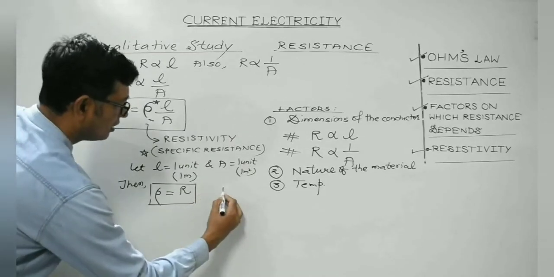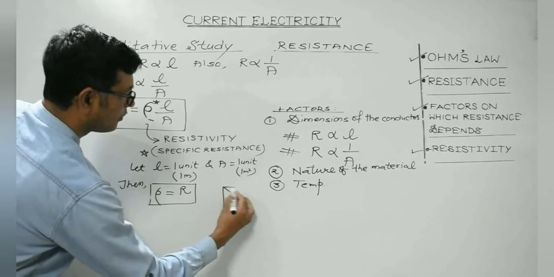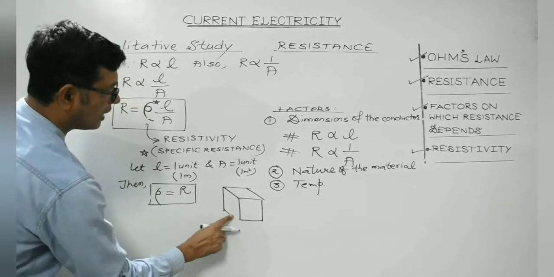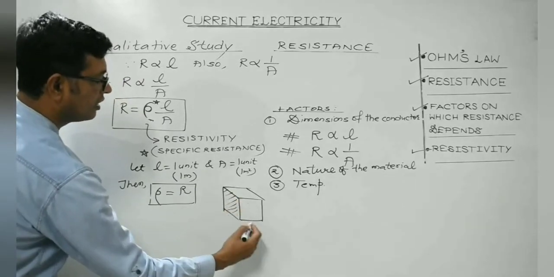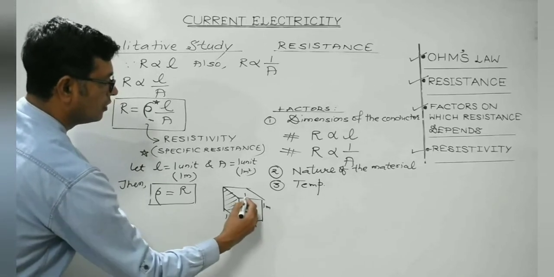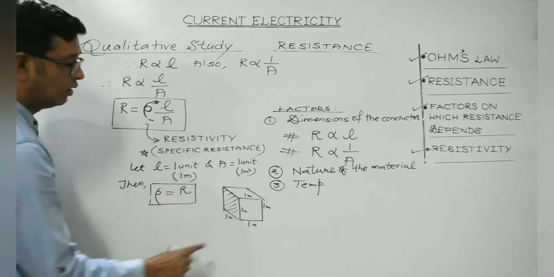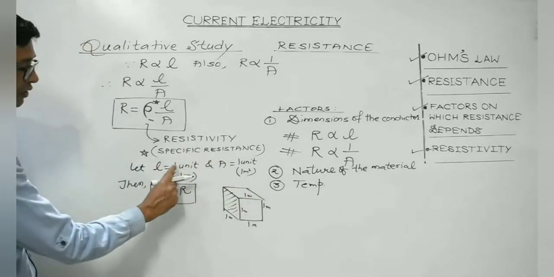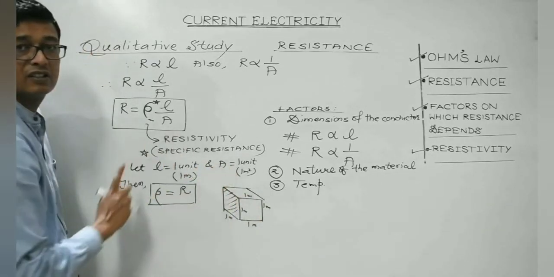I'll explain it. Suppose we consider a cube. This is a cube, suppose, of dimensions 1 unit. Right? This is a cube. So this will be its cross-sectional area and its dimensions is 1 unit. So what will be the cross-sectional area of this cube? It is 1 meter square. What will be the length of this conductor in the form of cube? It is also 1 meter. So it is satisfying these two conditions. So now you can define resistivity in terms of this cube as well.